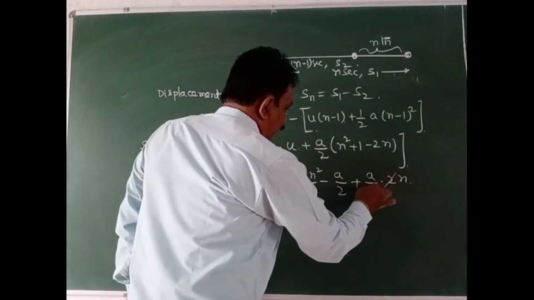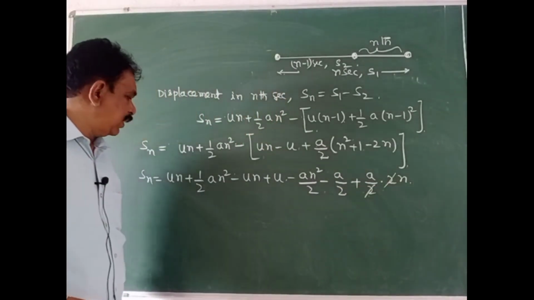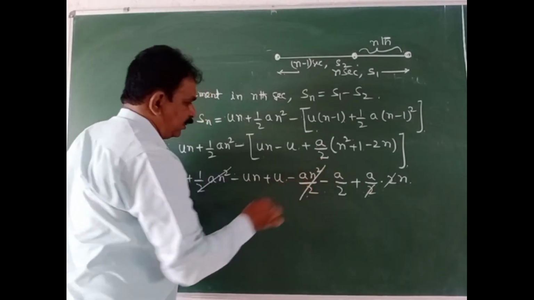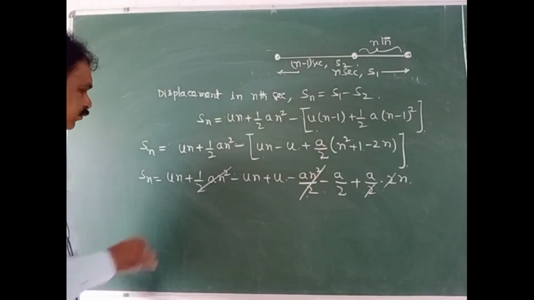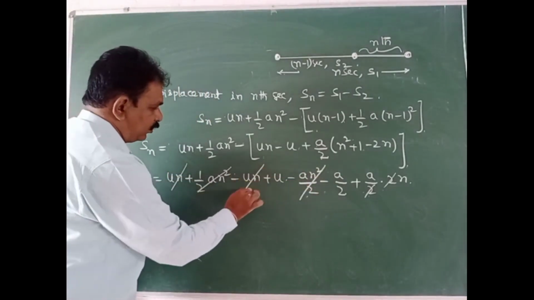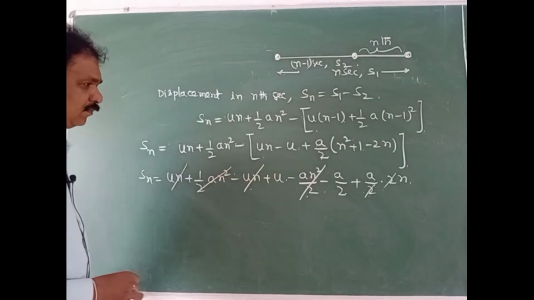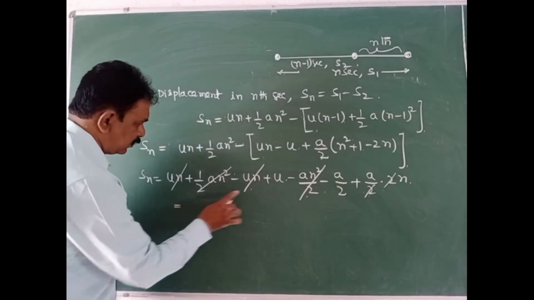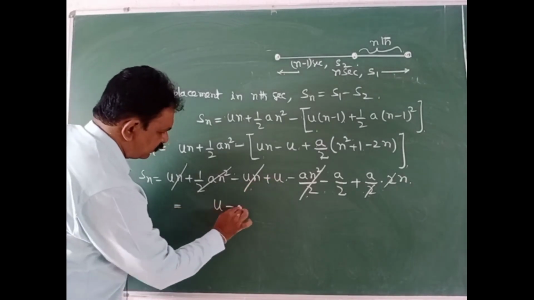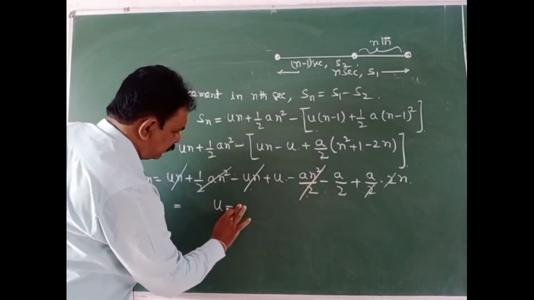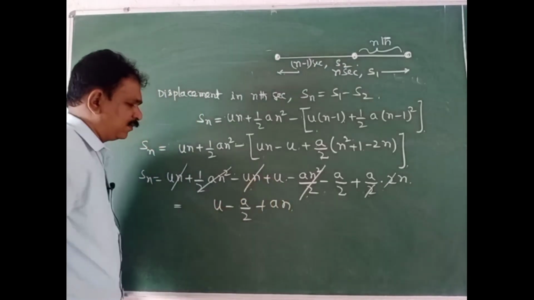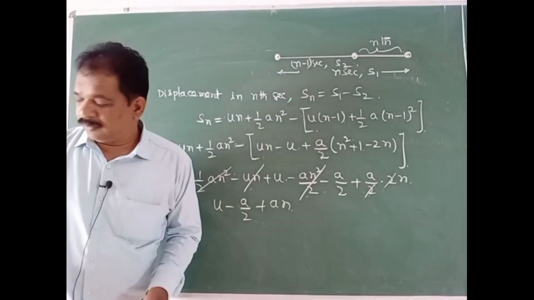This 2 we will cancel. See, half an square will cancel, un will cancel. So what is the remaining here? u minus a by 2 plus an. This is the remaining.